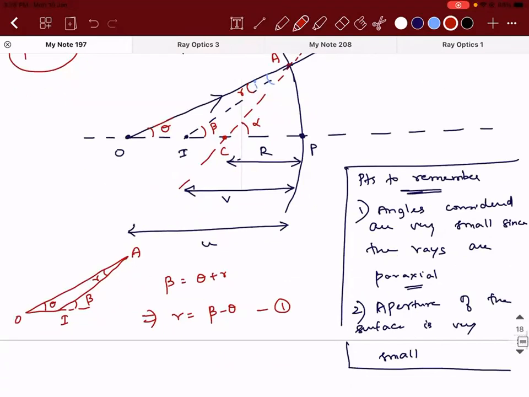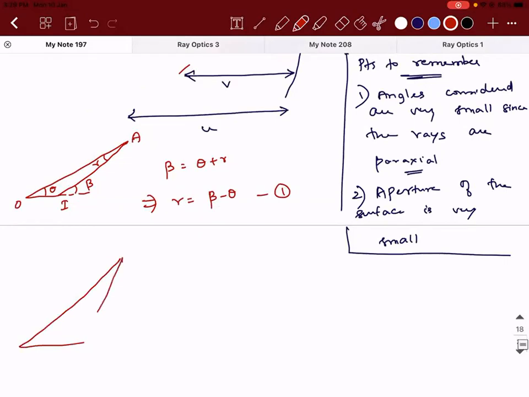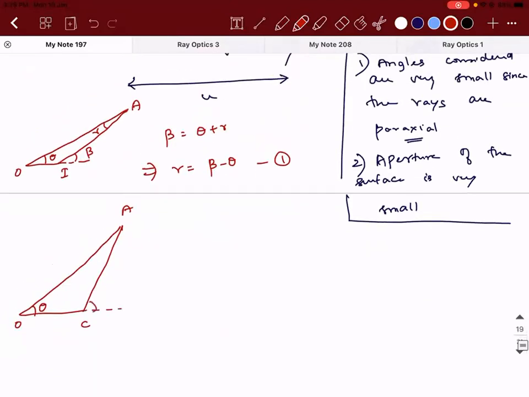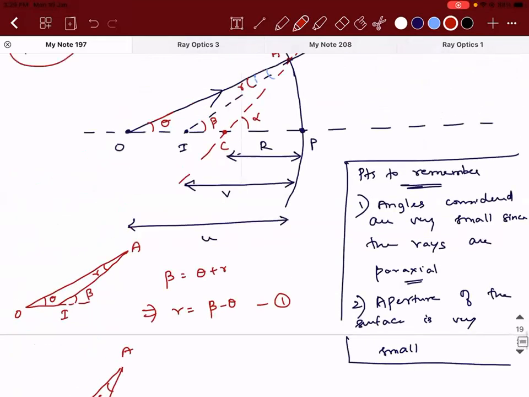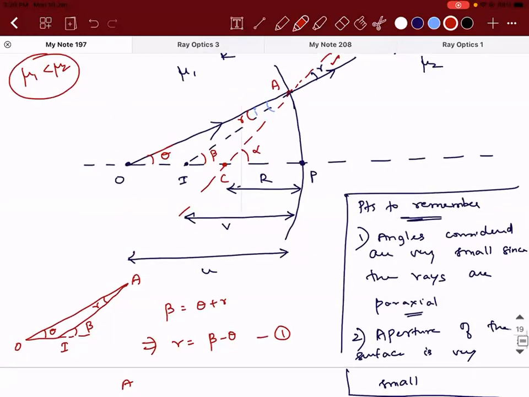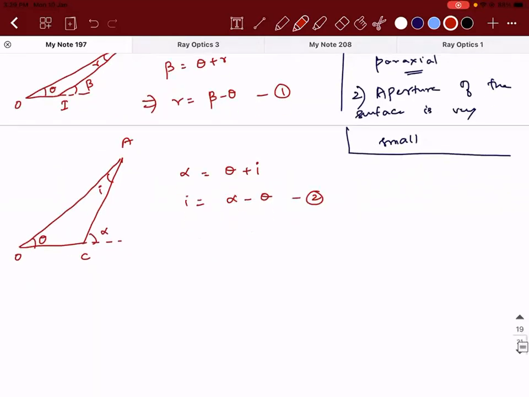Okay. Now I am taking the bigger triangle AOC. If this is theta, then this is alpha, then this is going to be I. Accepted? So what is the relation? Alpha will be equal to theta plus I. So I will be equal to alpha minus theta. Equation number 2.